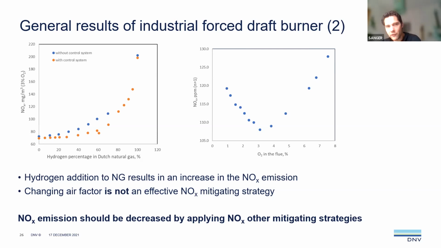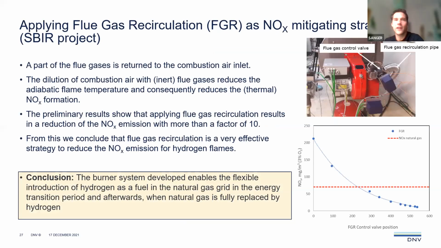So we tried to perform several NOx mitigating strategies. For example, changing the fuel to air ratio, but as you can see here, that does not affect that much. Even when we increase the excess air ratio, the NOx emission increased in our case. So we tried a different method, which is quite known to the experts, I think: external flue gas recirculation. A part of the flue gases we brought back to the combustion air inlet, so we basically diluted the combustion air with inert molecules. That reduces the flame temperature, and then you see a quite steep drop in the NOx emission. At a certain point, we were below the NOx emissions from natural gas.